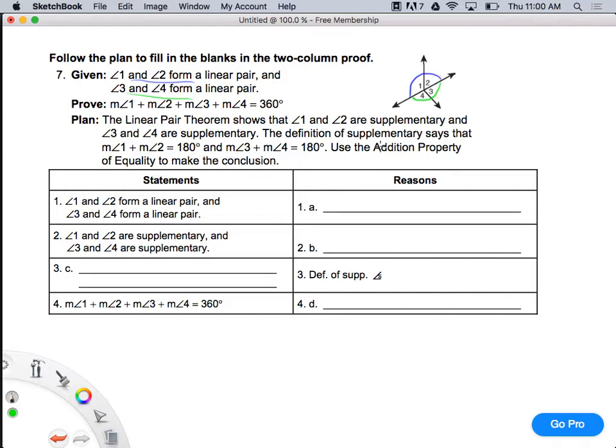You see that? Okay? So the first statement is they both form linear pairs. What's the reason? Given. The second statement is angle 1 and angle 2 are supplementary, and angle 3 and angle 4 are supplementary. Well, how do I know that? Transitive? No. That's the linear pair theorem. The linear pair theorem says if two angles form a linear pair, then they're supplementary. You guys remember that? So you'd put the linear pair theorem.